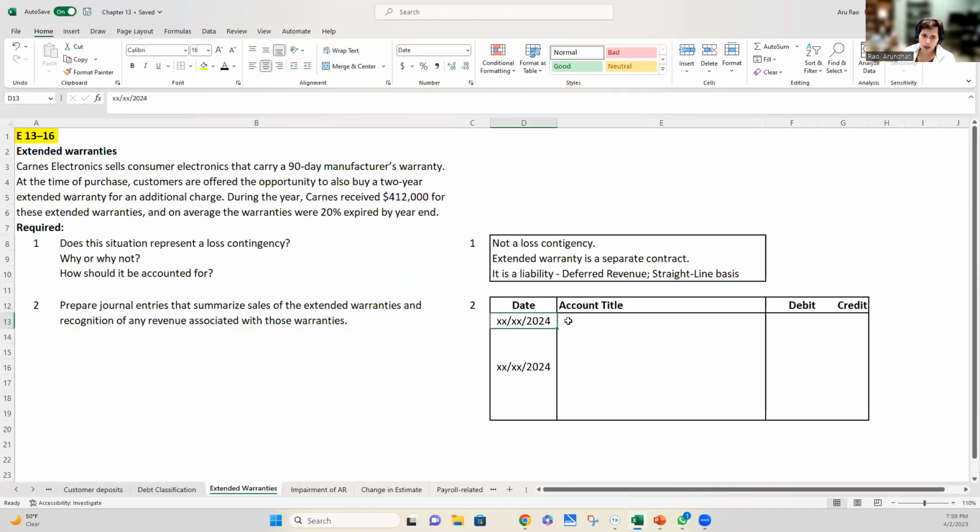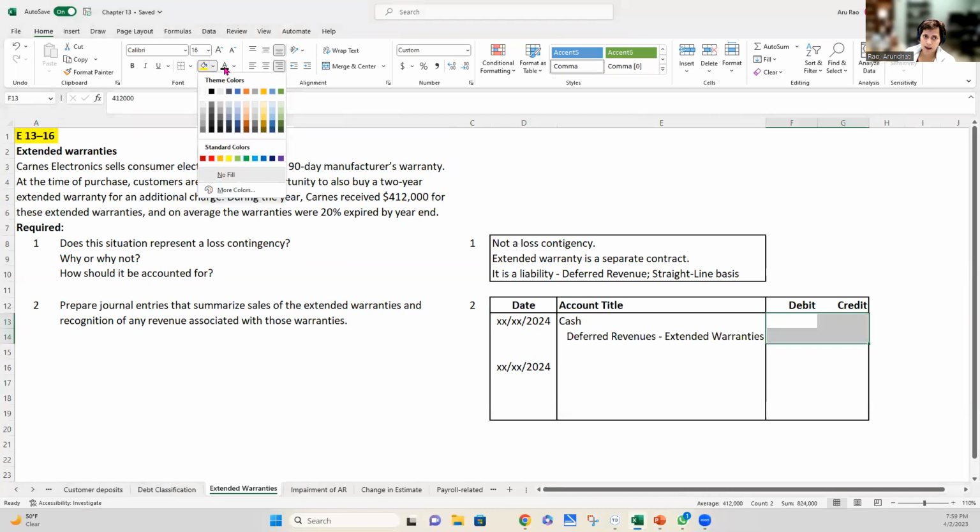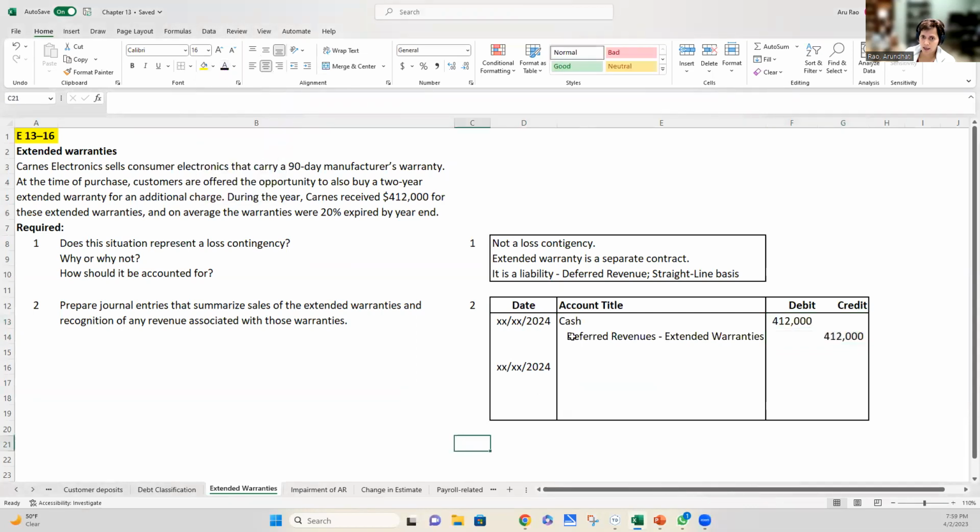So this first one is relatively easy. It happens throughout the year. As the sale takes place, my journal entry is cash debit, deferred revenues credit. It's a liability in my books because there's a 2-year time period over which I'll be recognizing the revenues. So the entire $412,000 cash debit, but all of it is a liability.